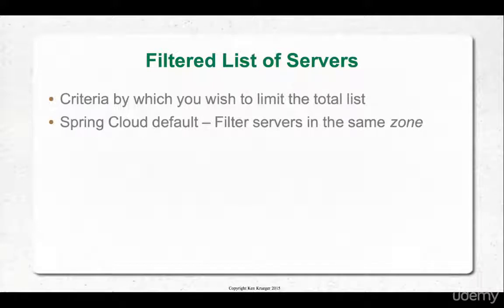Next, given a list of servers for a client, a filtered list attempts to select a favored subset of servers for use by the load balancer. In Ribbon, there are a number of strategies that can be used. In Spring Cloud, the default strategy is to include only servers in the same zone. Now, how a zone is determined will be discussed later.